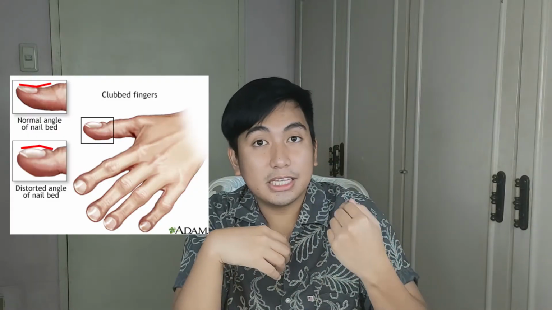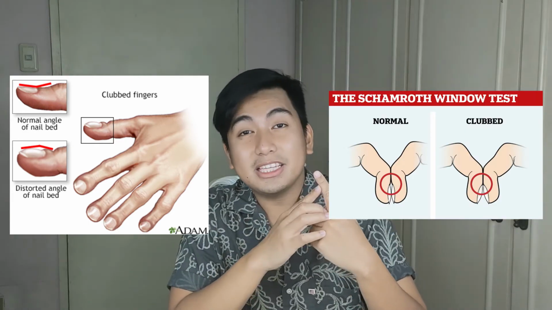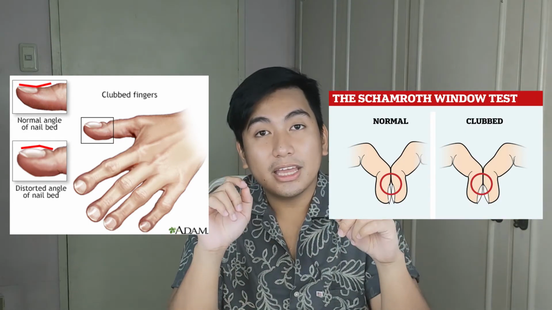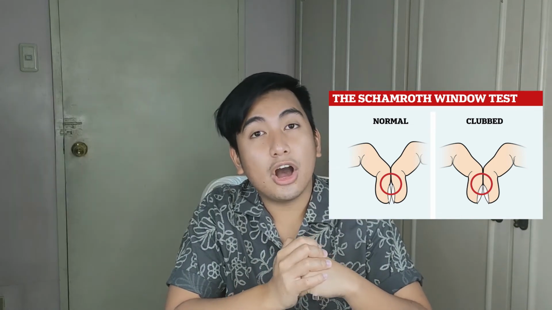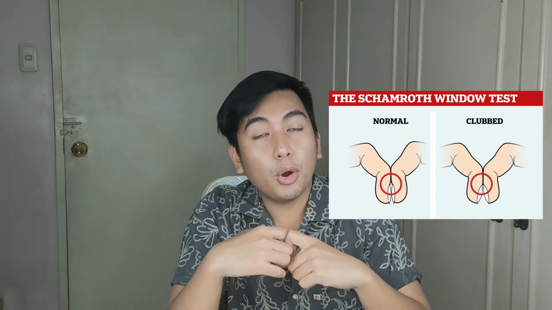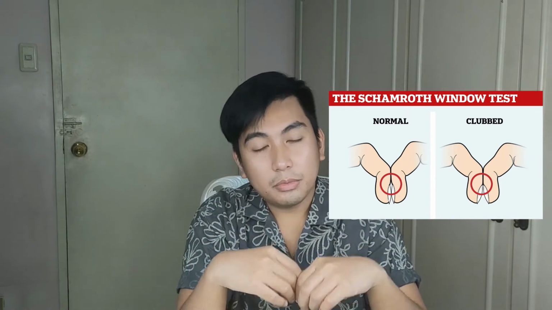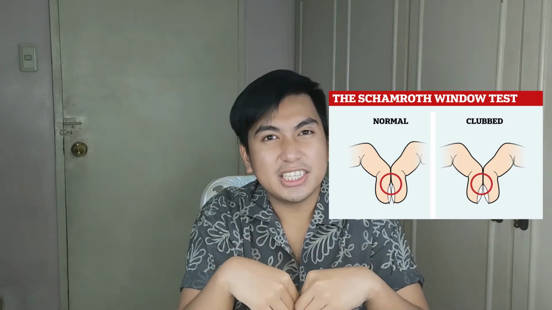Next, we must assess the nails for nail clubbing by performing the Schamroth test. Clubbing is when the angle of the nail is more than 160 degrees. This occurs with hypoxia over a long period of time. Normal nails should create a diamond-shaped opening at the nail beds. When there's nail clubbing, it won't create that shape. Instead, it will create a V shape.